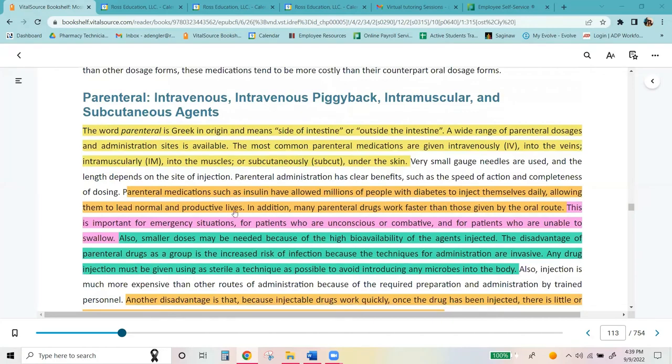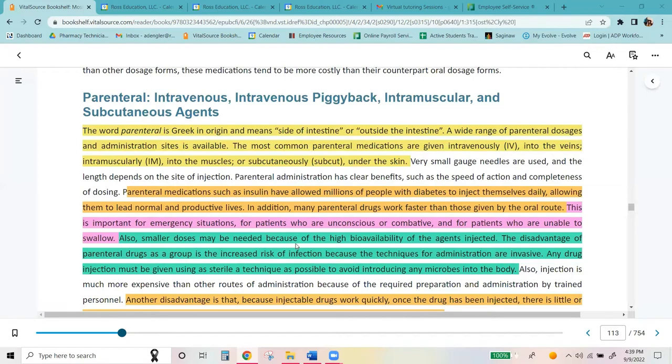The word parenteral is Greek in origin and means side of intestine or outside the intestine. A wide range of parenteral doses and administration sites are available. The most common parenteral medications are given intravenously into the veins, intramuscularly into the muscles, or subcutaneously under the skin.